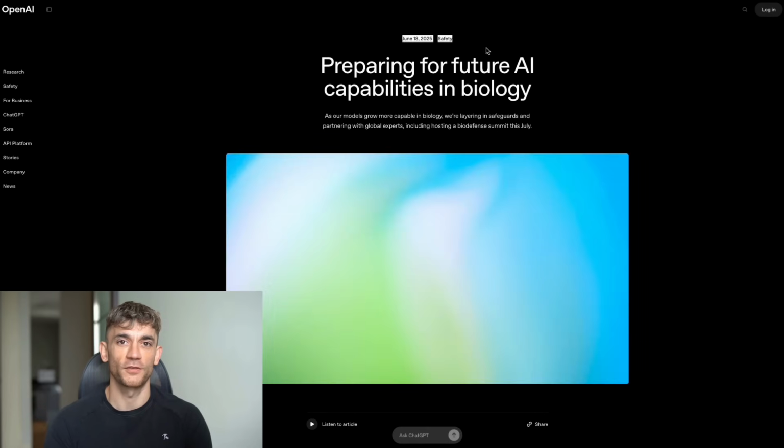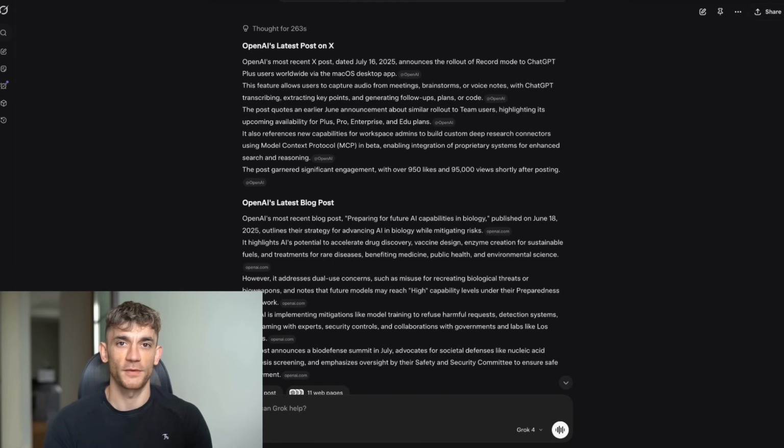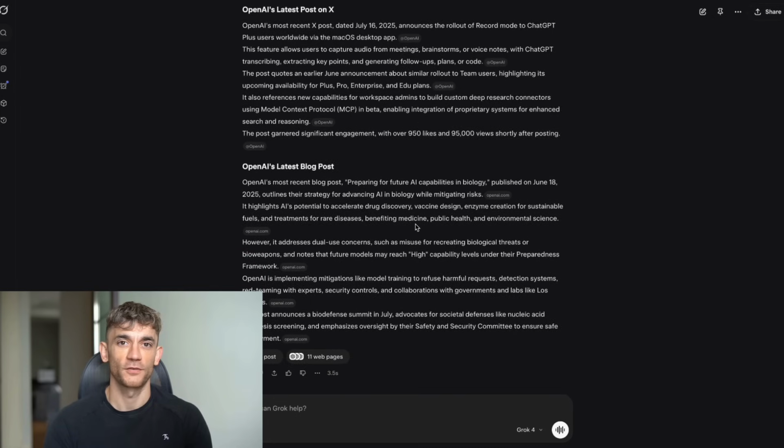But there were some issues too. The summaries could have been better. There was some repeated information between the X post and the blog post. And it didn't always pick out the most important parts. Still, getting a 7 out of 10 on this test is pretty good. Most AIs can't even access current information, so this is a big advantage for Grok 4.